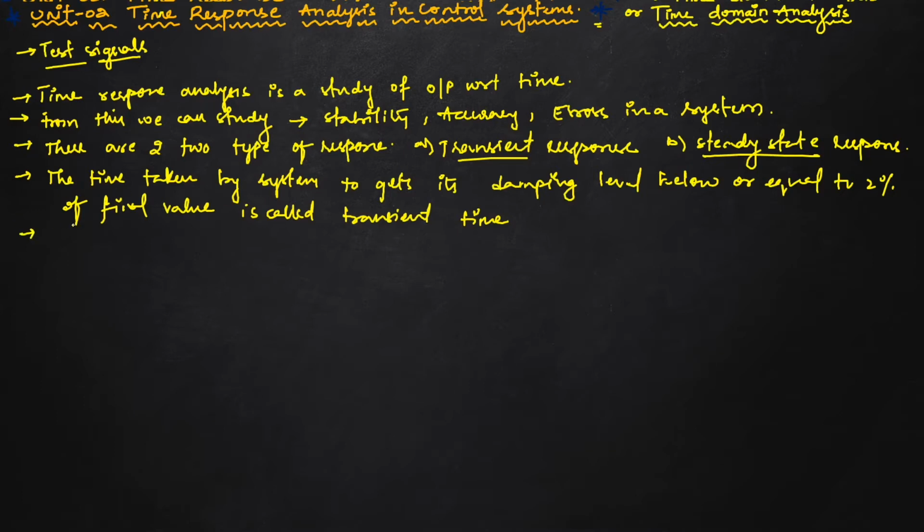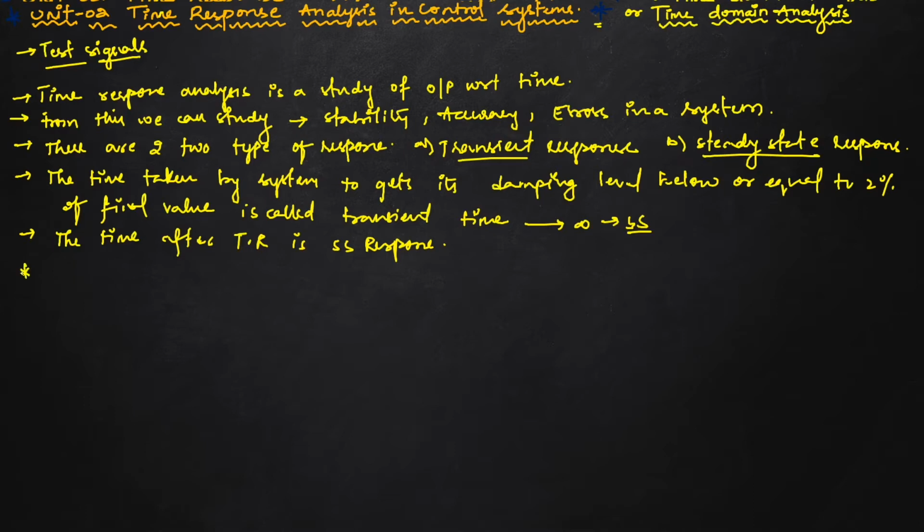Coming to the steady state, the time after the transient response or transient time is called the steady state response. So the time after the transient state until final infinity, at steady state, is the time taken by the system to reach the steady state value.